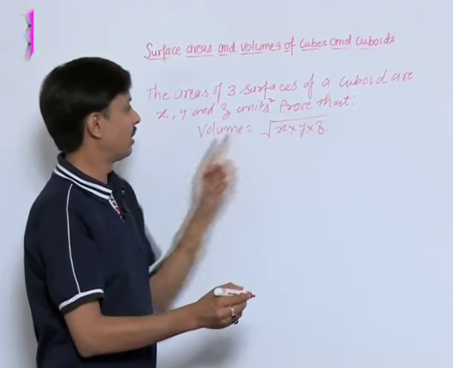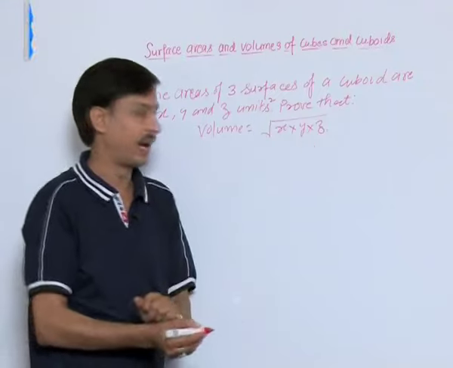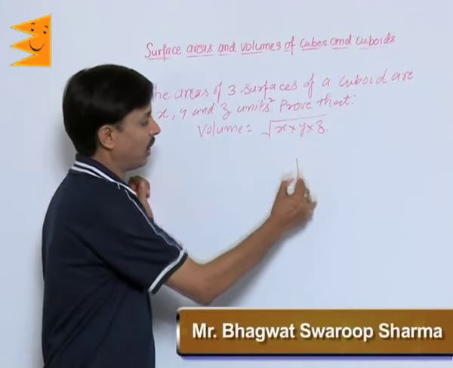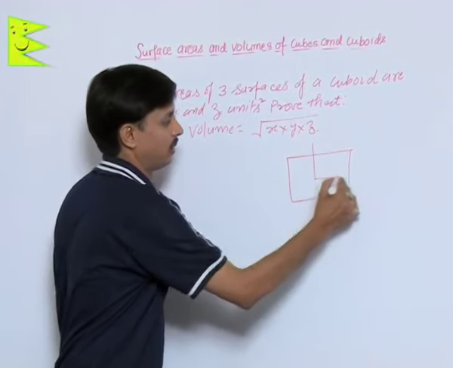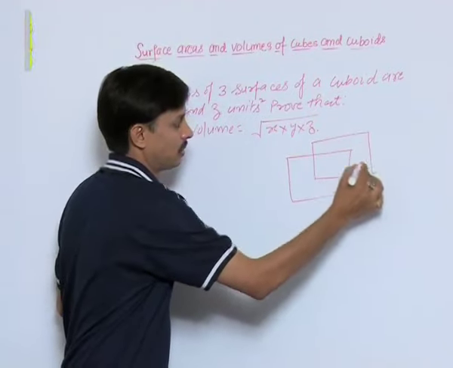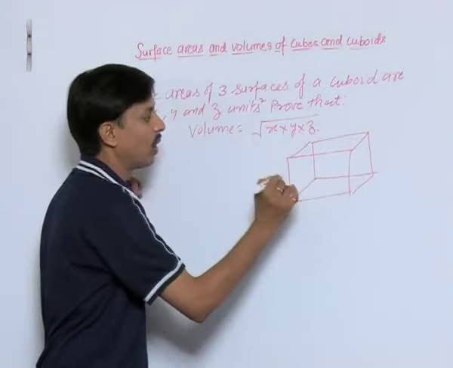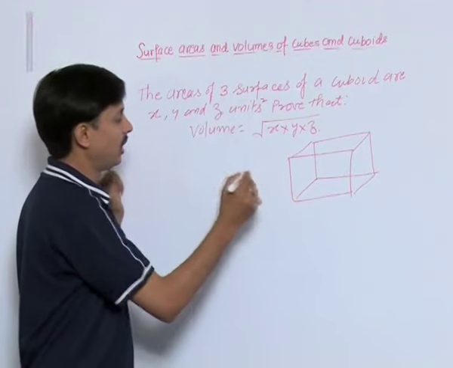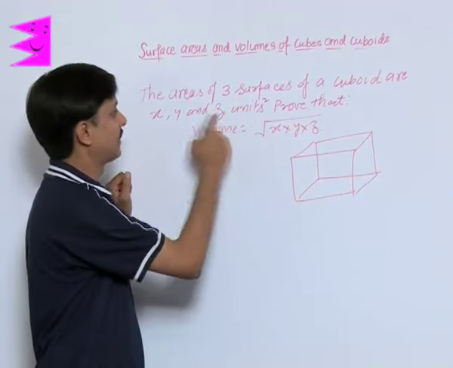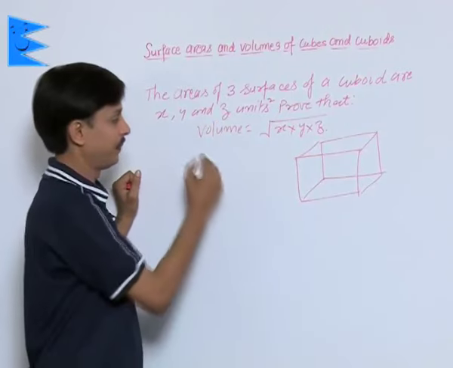Then prove that the volume is equal to root of x into y into z. I want to tell you, if there is a cuboid, there are 6 faces, out of these 6 faces 2 are identical. The area of the first face is x, the area of the second face is y, and the third face is z.